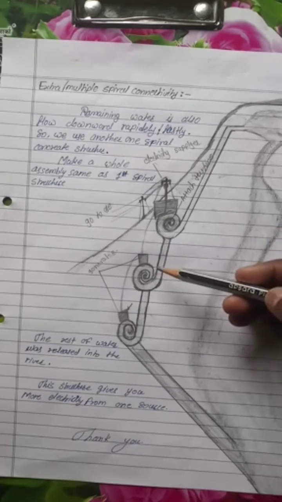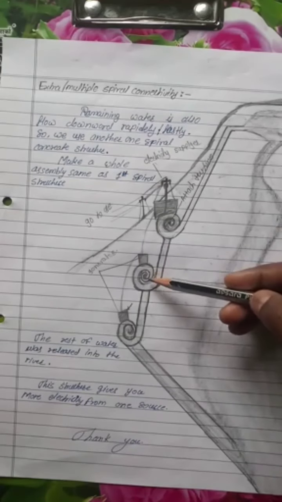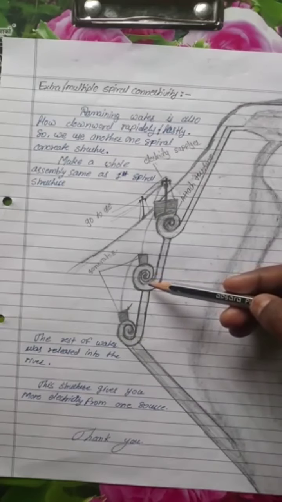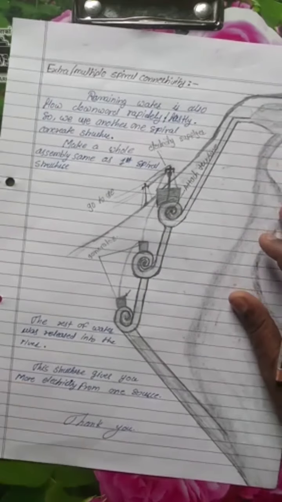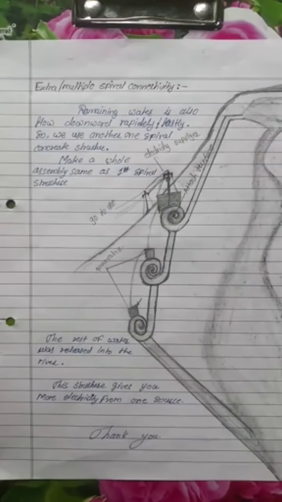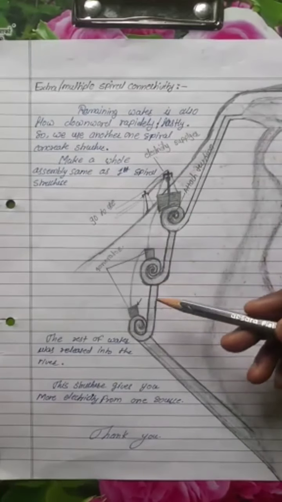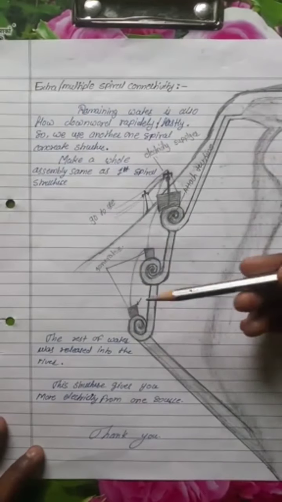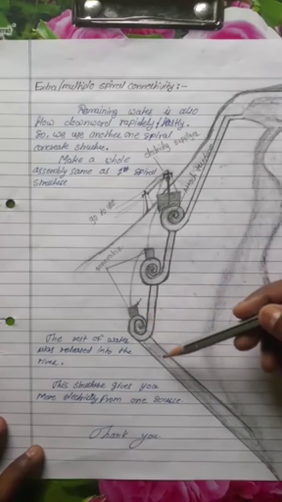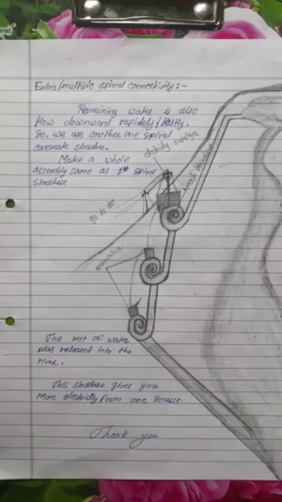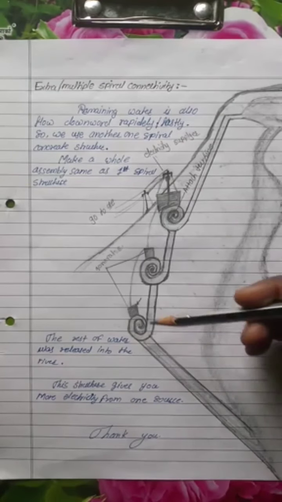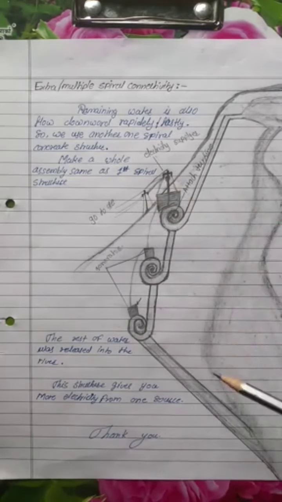So we use another spiral concrete structure, making a whole assembly like the first spiral structure. It is easy to make multiple spiral connectivity. Then the rest of the water is released to the river. This structure gives you more electricity from one source. This electricity is transferred for use.